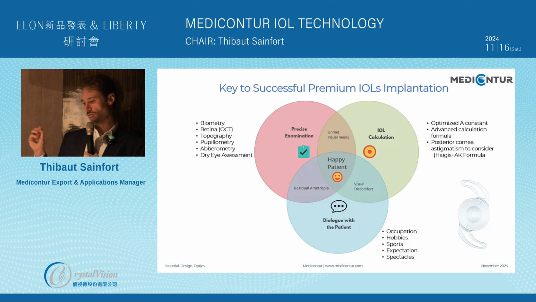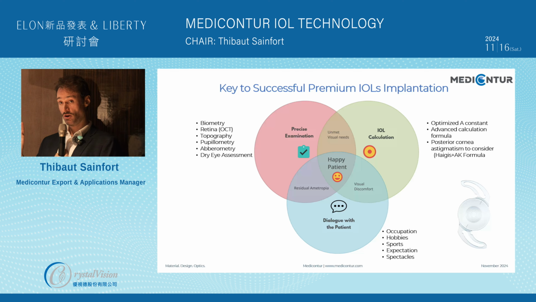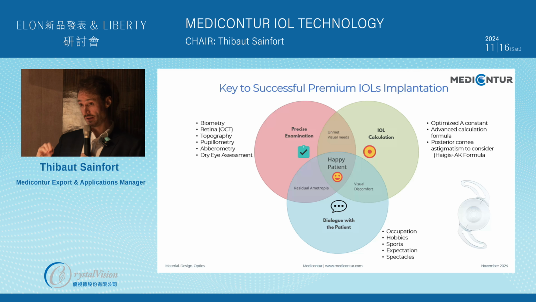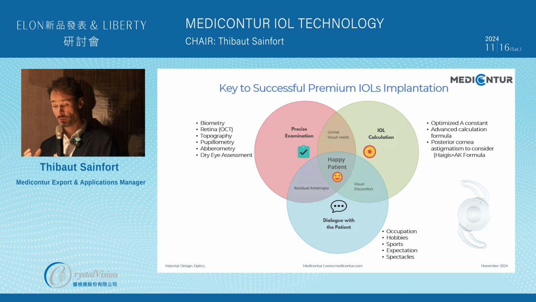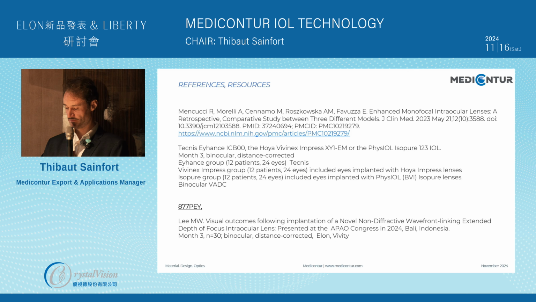And also we advise to take into consideration posterior corneal astigmatism. So on our website, on our calculator, we have the AK formula to anticipate posterior corneal astigmatism. And if you respect all those 3 pillars, we believe that you will have fantastic results with our products. Thank you very much.